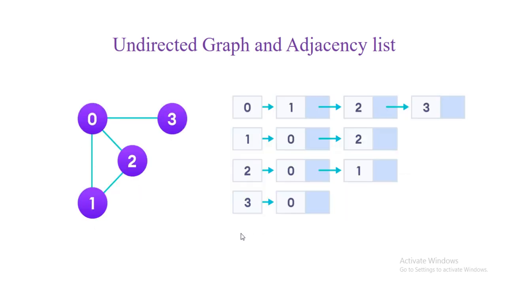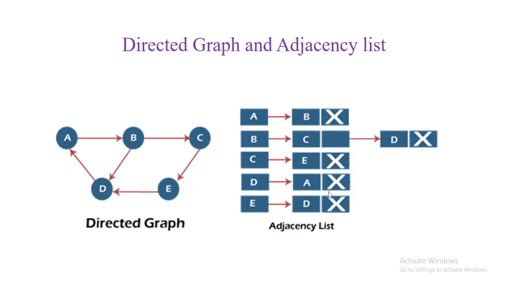Next, here is one more example of an undirected graph. So here also, how many vertices? 4, 0, 1, 2, 3. Here 3 is connected to only 0. So write the 3 to 0 only. Then 0 is connected with 1, 2 and 3. 1 is connected to 0 and 2. 2 is connected with 0 and 1. So in this way you can represent.